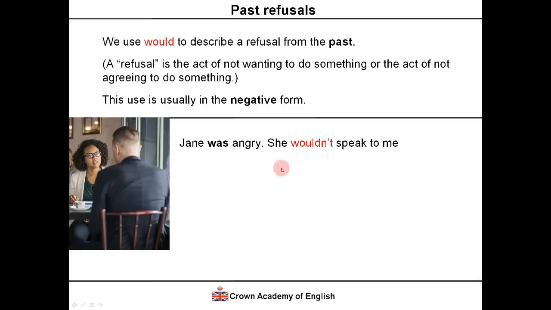Example. Jane was angry. She wouldn't speak to me. So Jane was, so we know that this is in the past. She wouldn't speak to me means that she refused to speak to me.